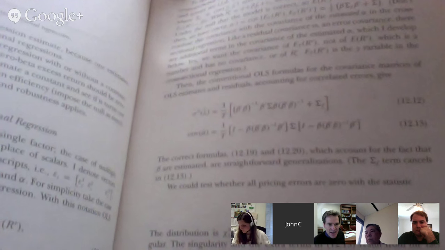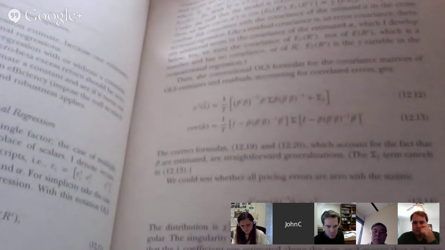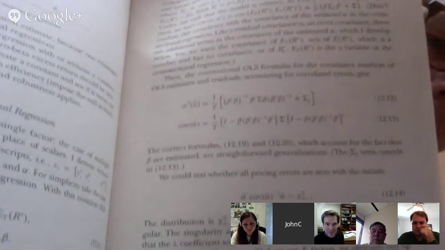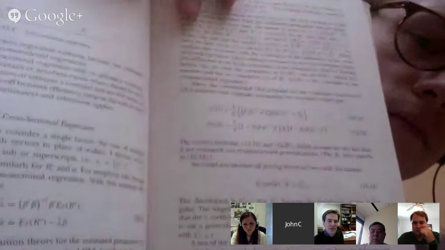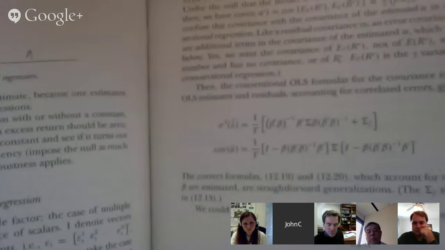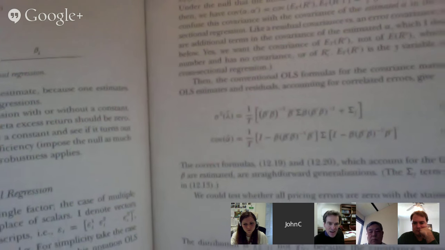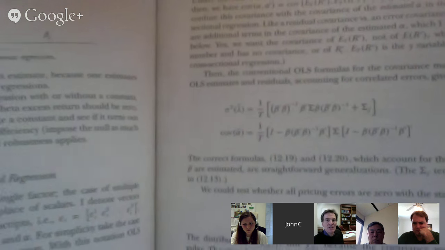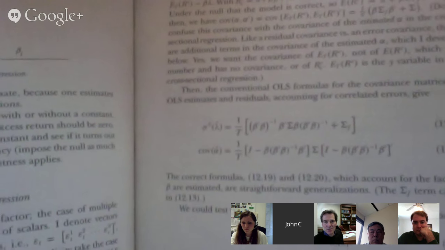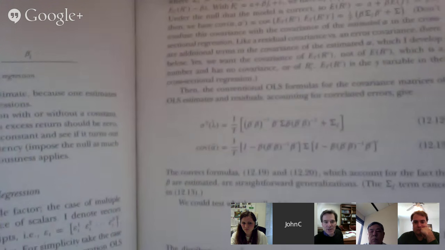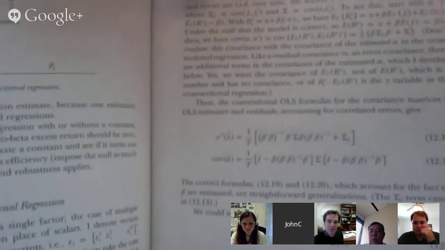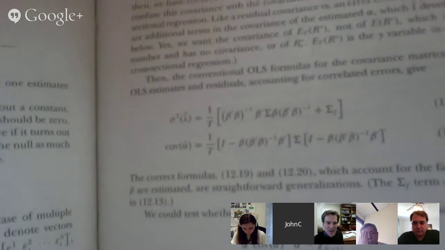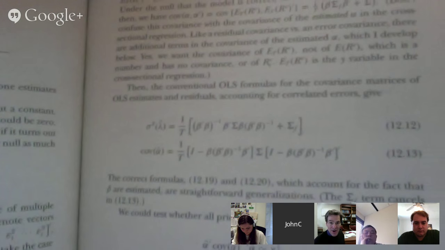Now, the second one. What's the sigma in the middle of the beta doing? That is the variance-covariance matrix of the residuals. The return equals beta times factor plus residuals. That's the variance-covariance matrix of the residuals. What's that doing in there? That's the formula for the standard error of an OLS regression, where the betas are the right-hand variables.